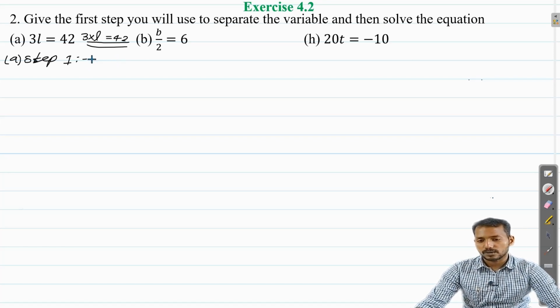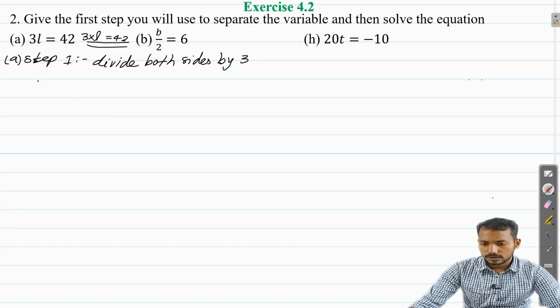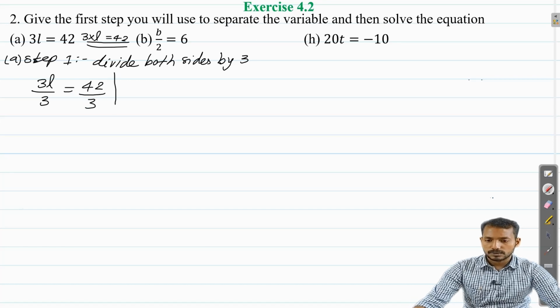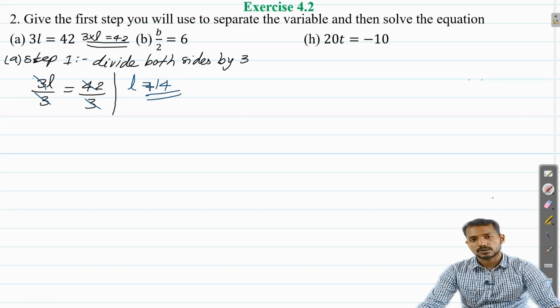In case of subtraction, just opposite, that is addition. So what we are going to do? Divide both sides by 3. We get 3L divided by 3, which is equal to 42 divided by 3. So what will we get? 3 is cancelled. 3 divided by 3 is gone. So the remaining on the left side, L equal to 42 divided by 3, which is equal to 14. So L equal to 14 is the solution.